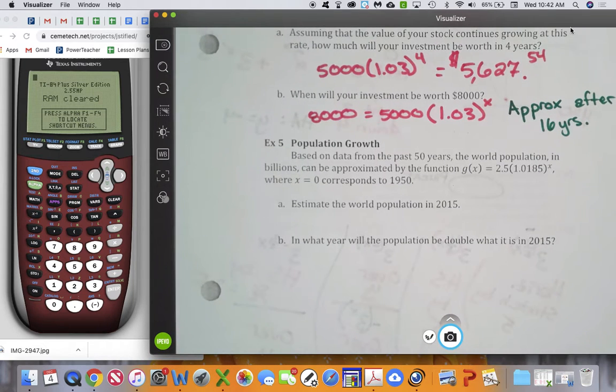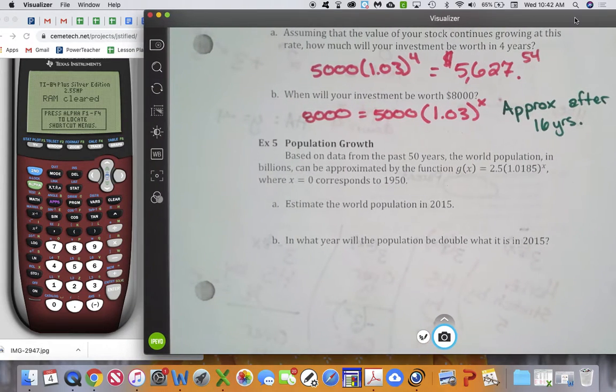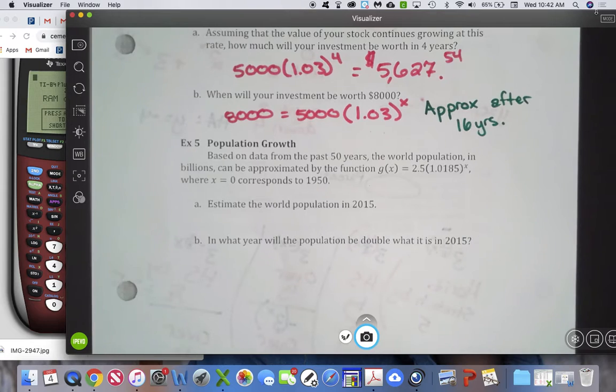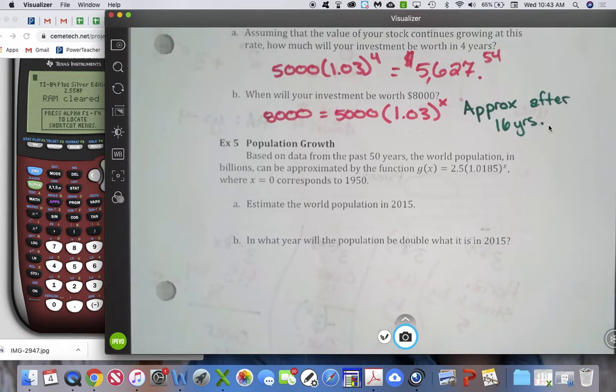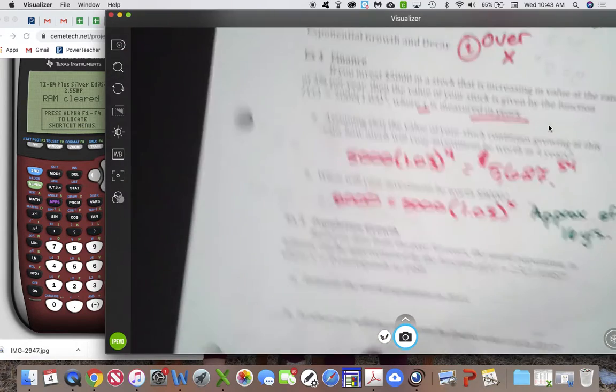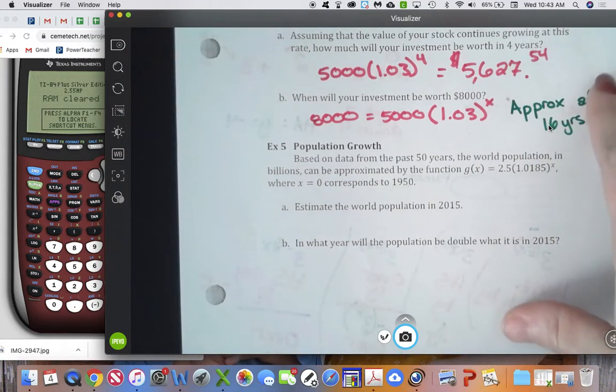Okay, this recording is for the 1-act people who are gone today. This is section 5.2, the backside, the last like 3 examples, I think. We're on story problem number 5.